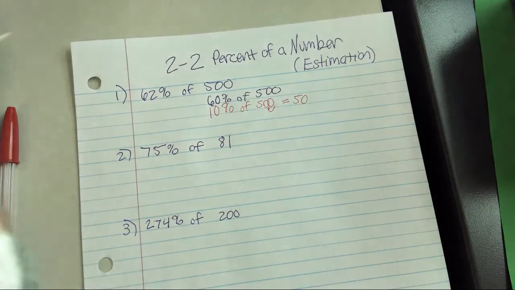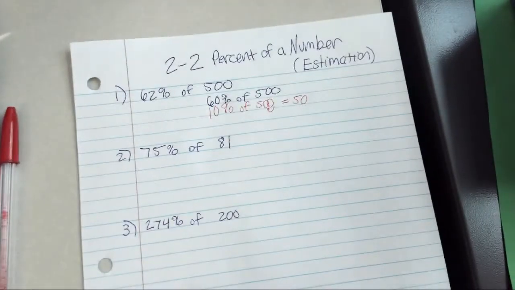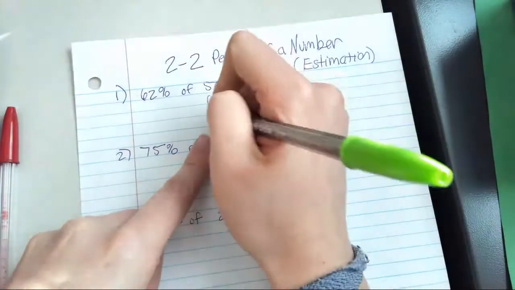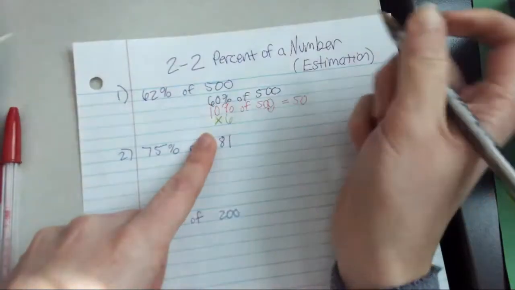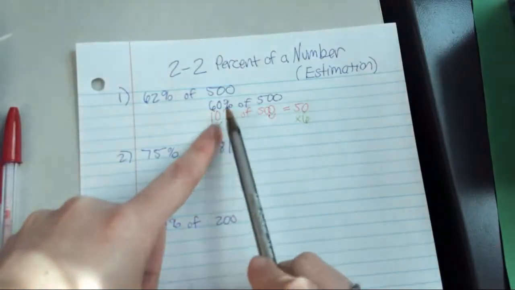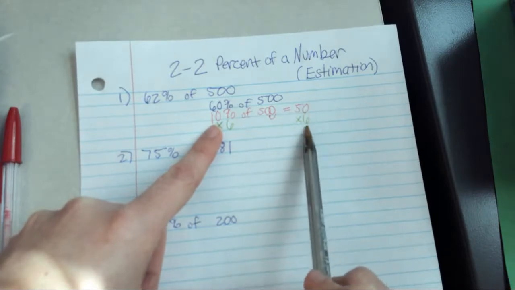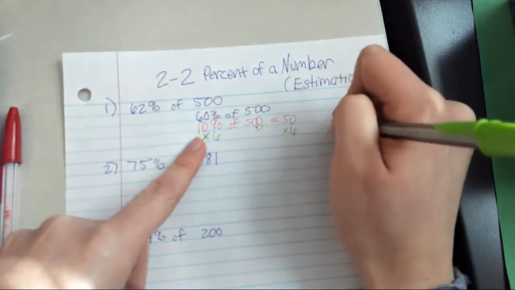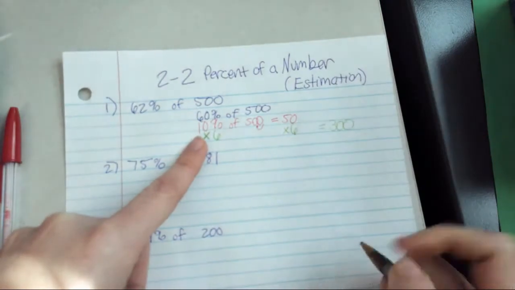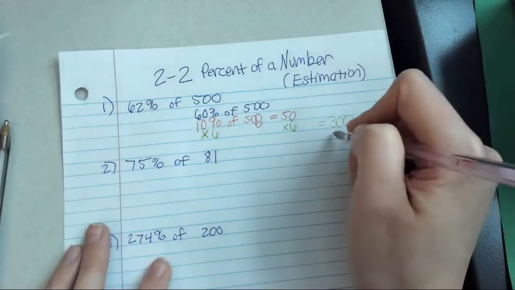Now, if I need to get that 10% to be 60%, because that's what the original problem was looking for, I need to take my 10% and times it by 6. 10% times 6 is 60%. So if I do that, 10% of 500 is 50, but I need 6 of those. 50 times 6 gives me 300. 5 times 6 is 30, tack a 0 on at the end. So that would be your answer for that one.